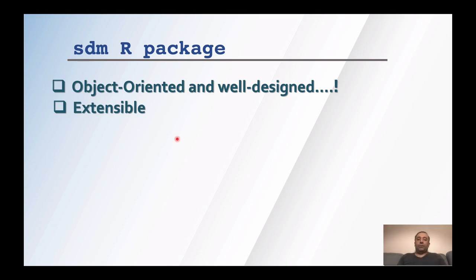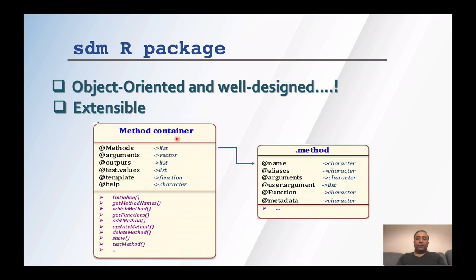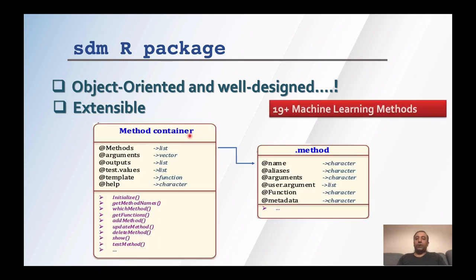It is also extensible. STM actually benefits from some container class that keeps, for example, different methods inside this container. But the advantage is that new methods can be easily added, not only by developers, but also by users. The current version of the package supports 19 machine learning approaches, but new approaches can be added by users. It also supports ensemble forecasting.